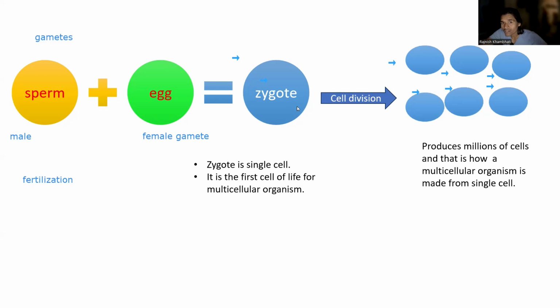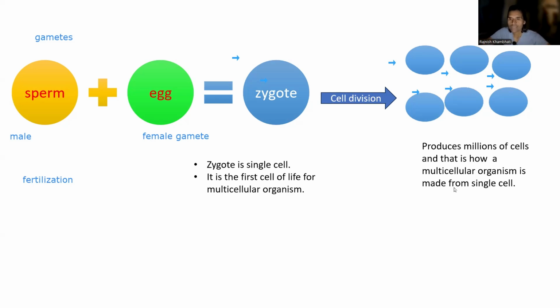And from the zygote, it will undergo cell division. Okay, it is undergoing cell division and giving us multiple cells. So it is the first cell of life for a multicellular organism. Now, a zygote can be seen in multicellular organisms only, and that too in sexually reproducing organisms. It cannot be seen in unicellular organisms or in asexual reproduction.